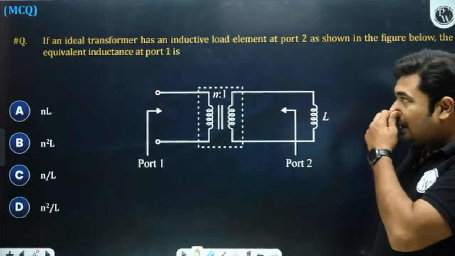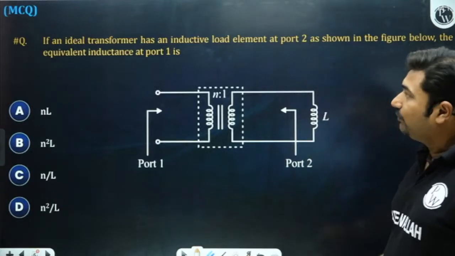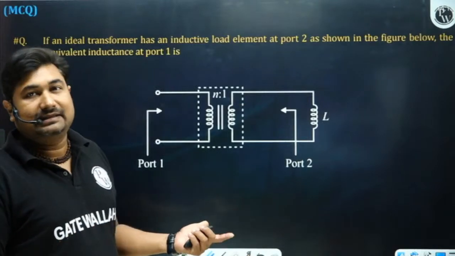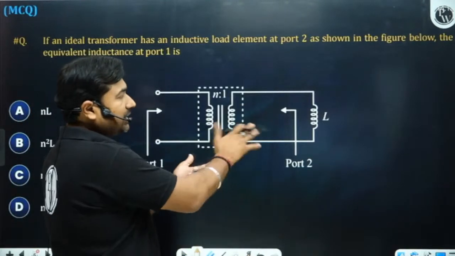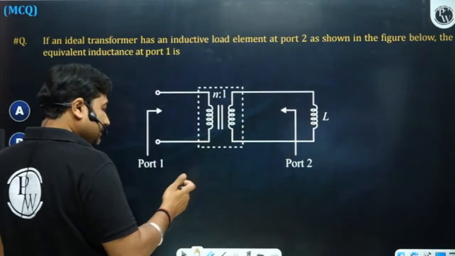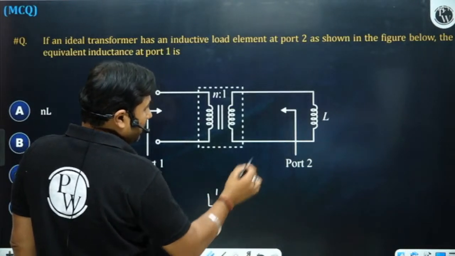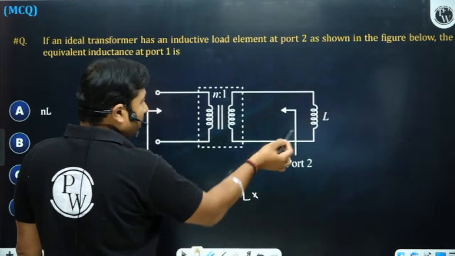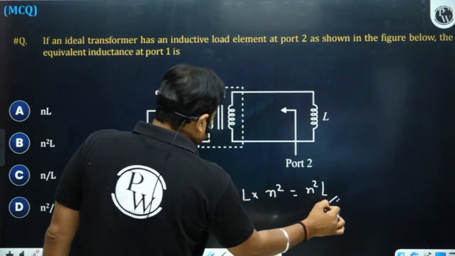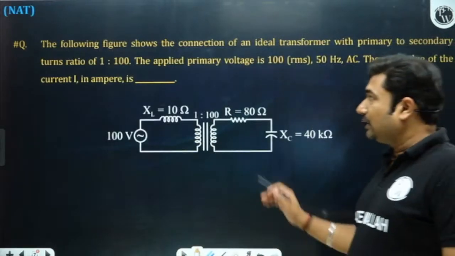If an ideal transformer has an inductive load element at port 2 shown in the figure below, the equivalent inductance at port 1 is? So inductance, reactance, resistance, everything is the same. We know that a transformer operates at the same frequency, so you can just refer it like an impedance or a resistance. So port 1 L dash will become L times, you are shifting it to N side, so this will be N square L. How many of you are able to understand this question perfectly? Great. Let's talk about this one.